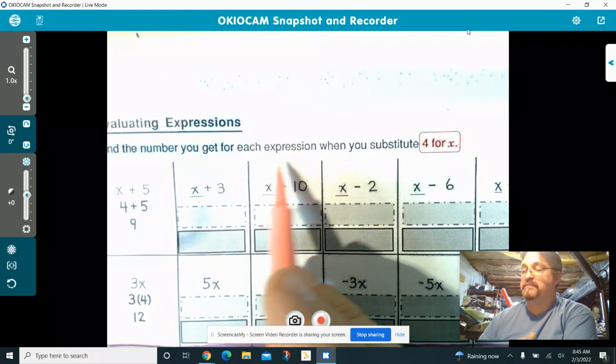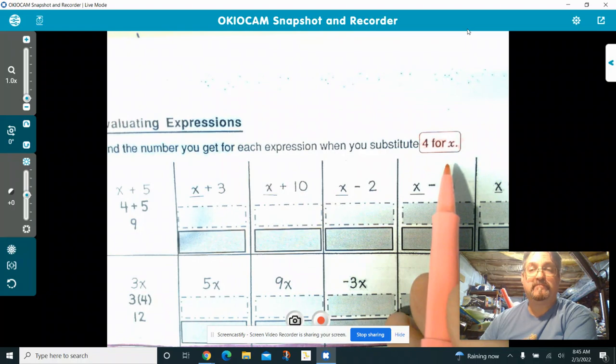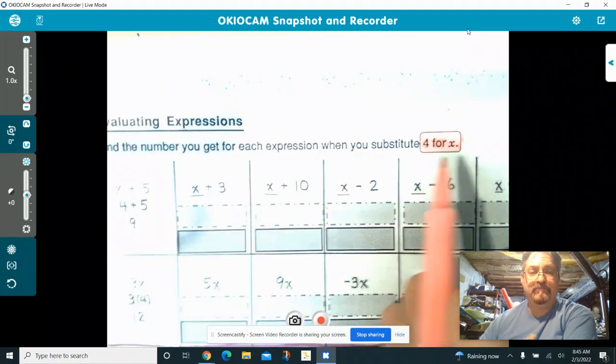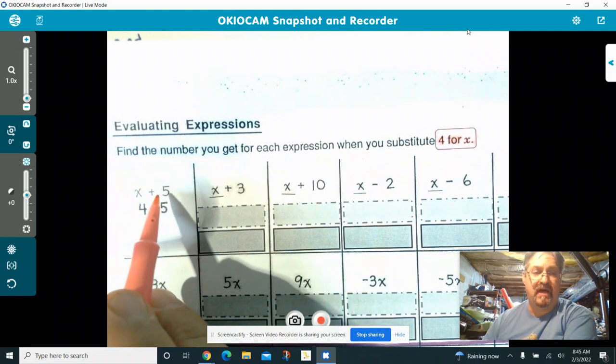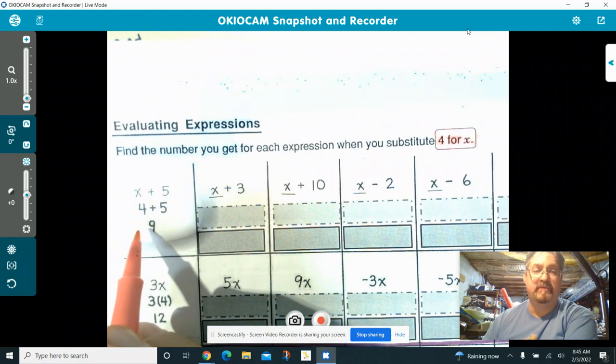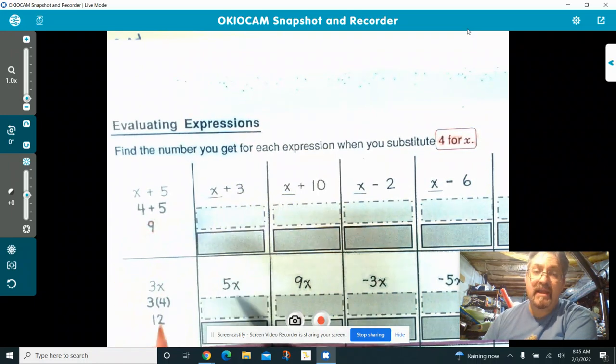Find the number you get for each expression when you substitute 4 for x. So anytime we see an x, we're going to put a 4 in its place. It's like right here. They had x plus 5. They swapped out 4 for x, so the 4 plus 5. And we all know that is 9.